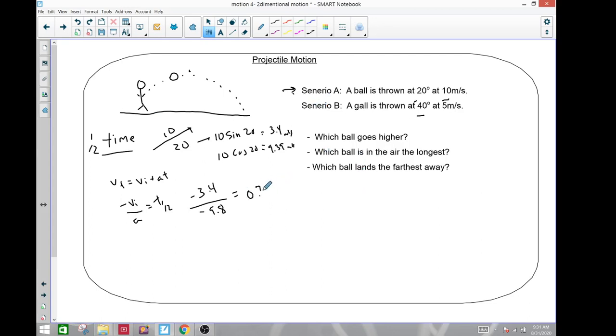And they wouldn't know what's going on. But if you're the engineer on site or the one in charge and you've got all the stuff figured out, you could just have someone else do the manual labor for you. So which ball goes higher?